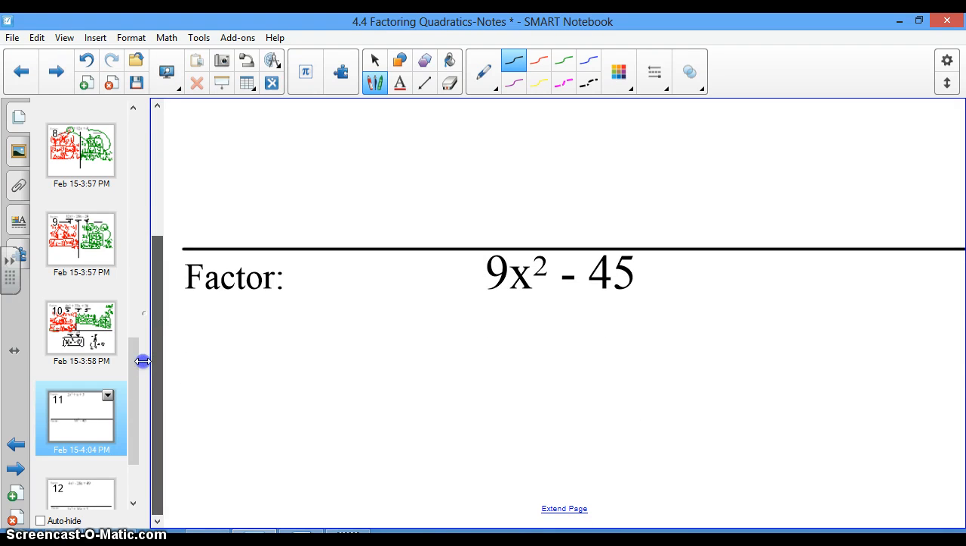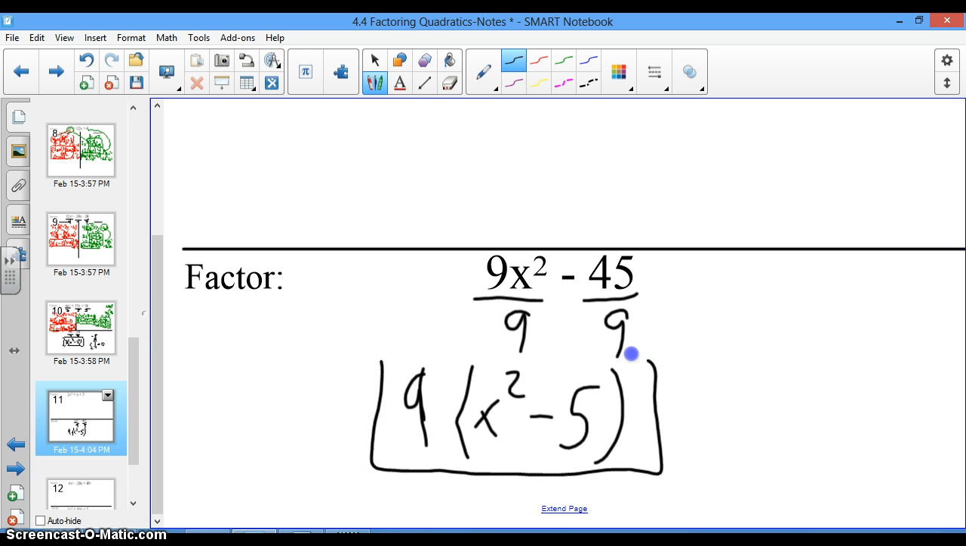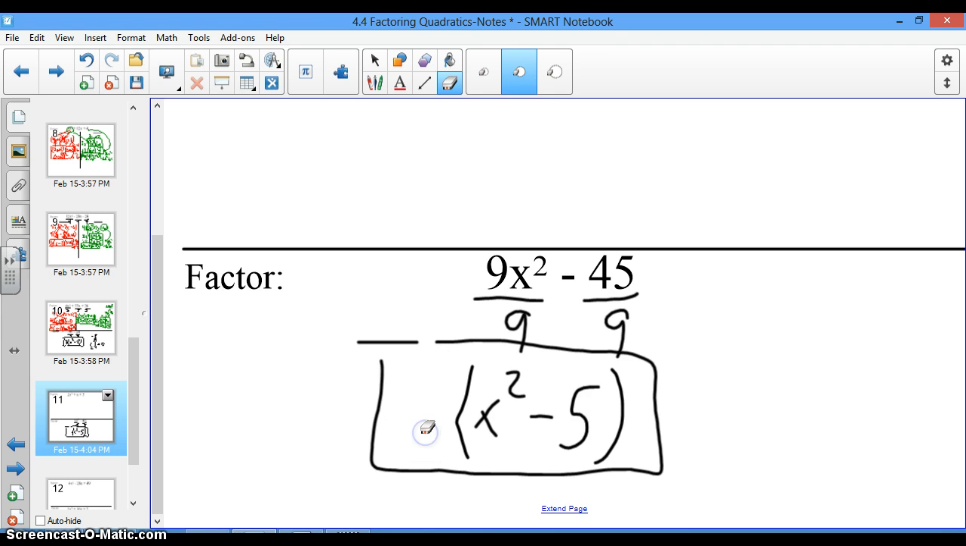So if we look at this bottom one first, do the same exact thing, divide each one by 9. We have 9 parentheses x squared minus 5. X squared minus 5, that cannot be broken down any farther because 5 is not a perfect square. There are not 2 numbers that multiply to negative 5 and add up to 0.